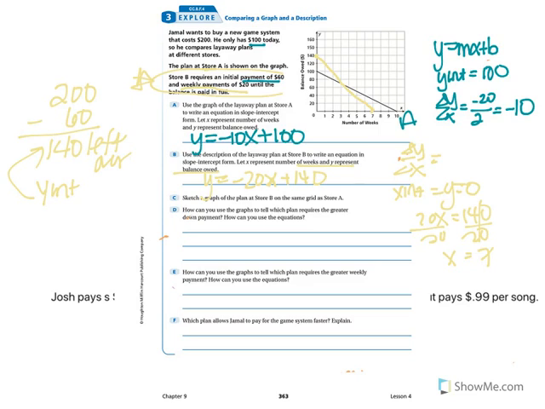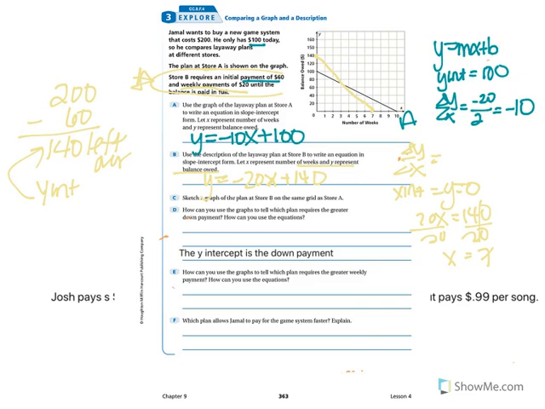Part D says, how can you use a graph to tell which plan requires the greater down payment? The y-intercept is going to represent the down payment. So in our first store with Jamal, he required a down payment of 100. With our second store, they required a payment of 60.